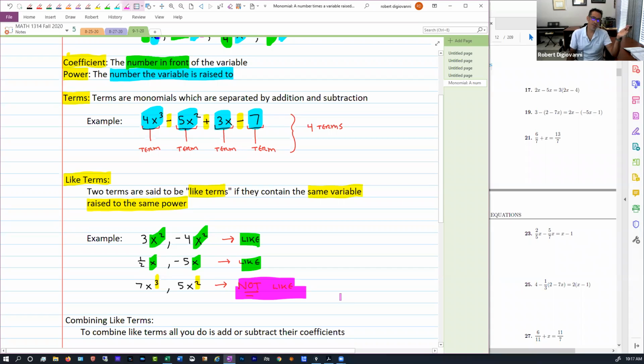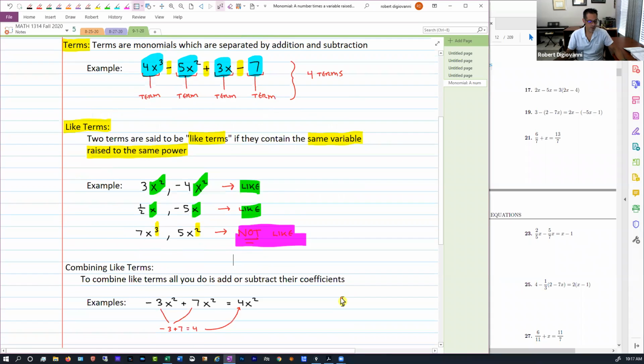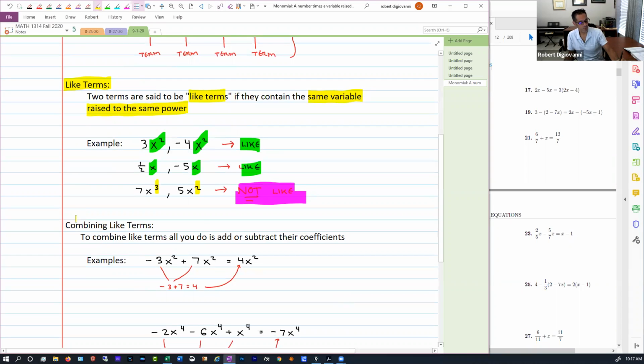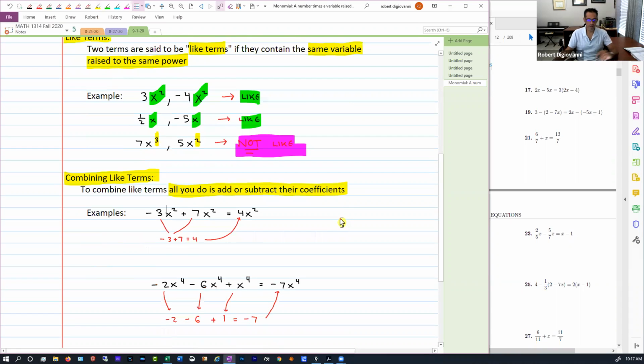Okay, so why do we need to know anything about like terms? What's the usefulness of that? Well, when we have like terms, we actually have a way of combining them. So to combine like terms, if you want to put them together, all you do is add or subtract their coefficients. Coefficients is a word that we just talked about, right? Coefficient is the number in front.